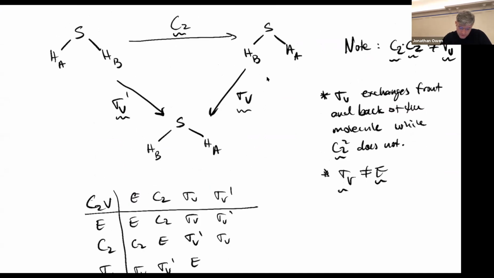So let's do one of those. We're going to reflect the molecule in the front and the back first for a sigma V, and then we're going to reflect the left and the right for a sigma V prime. So let's pick a point on the molecule. Let's take this hydrogen, for example, over here. Let's pick a point behind it. So if we do first a sigma V, it's going to send the point behind it to the point in front of it.